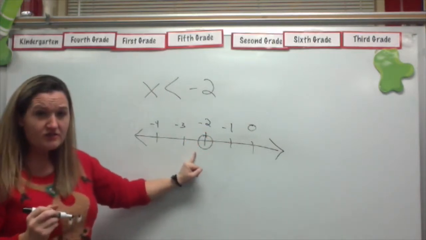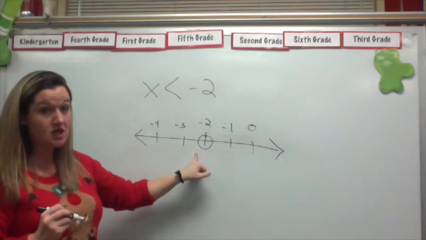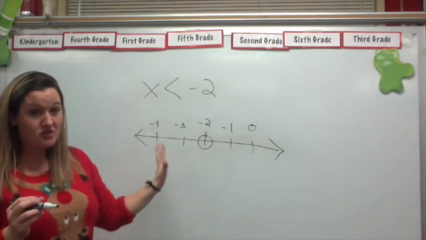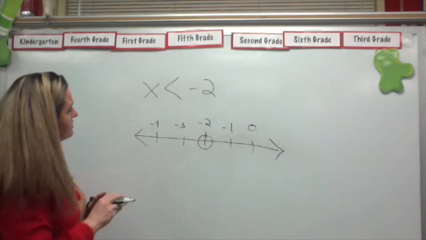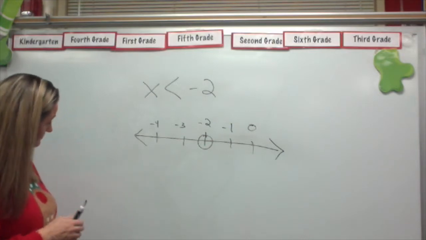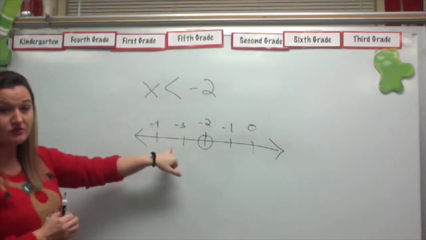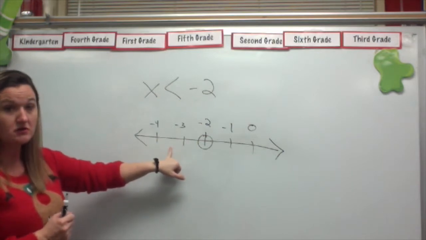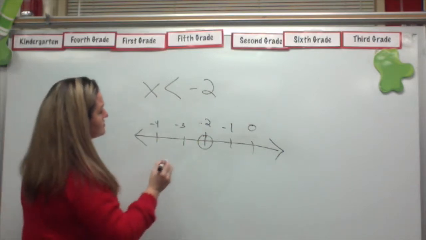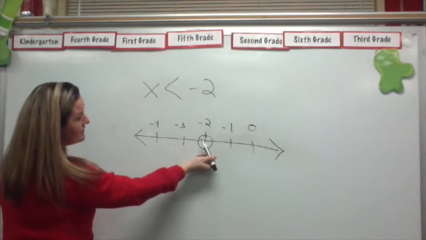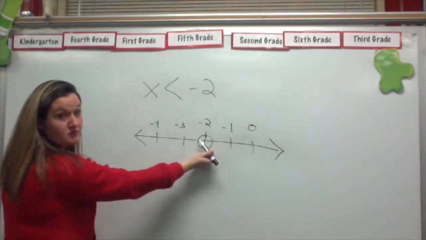I'm not going to fill it in because negative 2 is not a solution, okay? It's just kind of my starting point for basically every number. So now which direction am I going to go? What are the numbers that are less than negative 2? Is negative 3 less than negative 2? Is it smaller? Yeah, it is. Okay, so I know that pretty much all my solutions are going to be this direction.